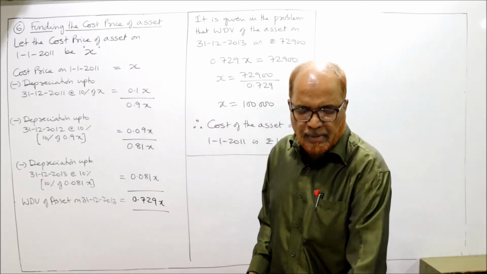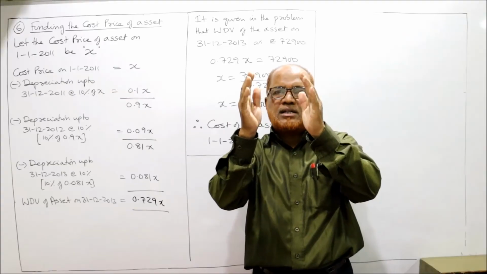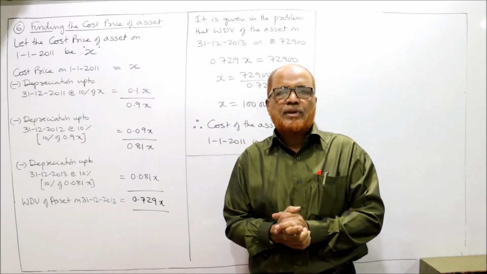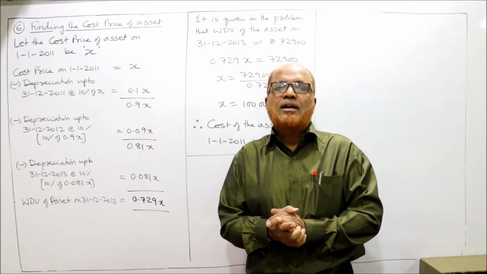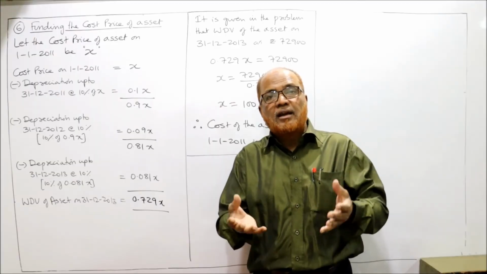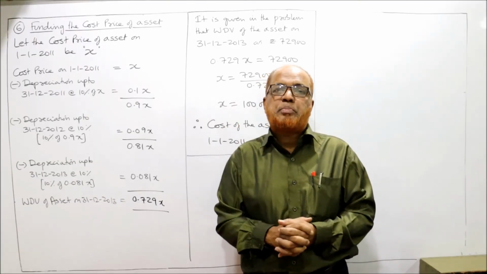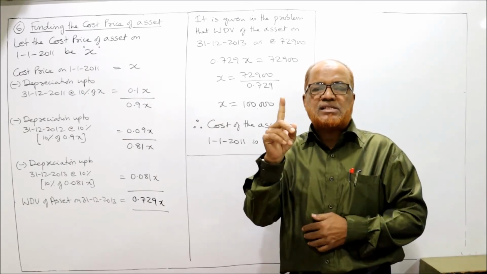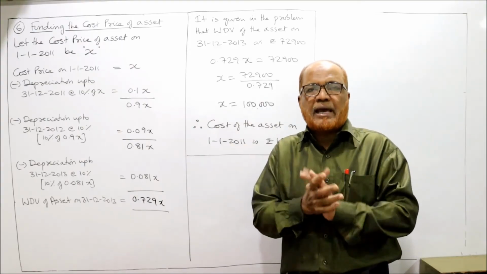Actually, we have to go reverse back. Normally, we take the cost of the asset, and every year we deduct depreciation to get the depreciated value, the residual value, or written down value. But here the written down value is given and we have to find out the cost price of the asset. The asset was purchased on 1st January 2011. At what price? Not given. We have to calculate.